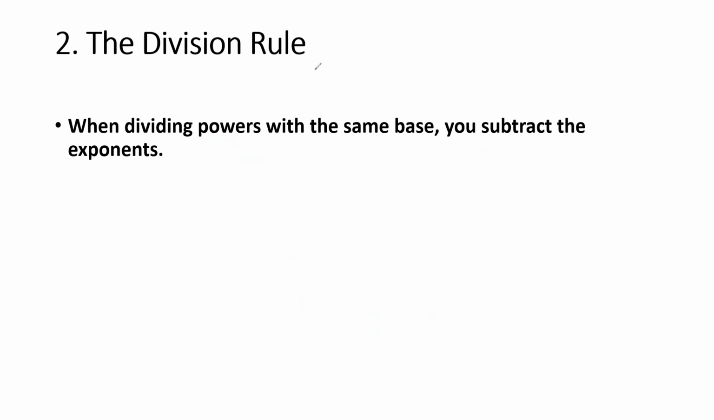So the next rule is the division rule. When dividing powers with the same base, you subtract the exponents. So let's see here, it's division. The second rule is the division rule. Let's say you have a to the power m divided by a to the power n. When you have the same base, you subtract the exponents. This is the same base a, and you subtract m minus n. So this is the answer.